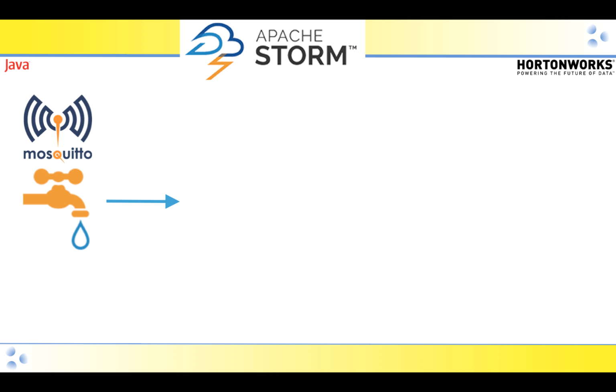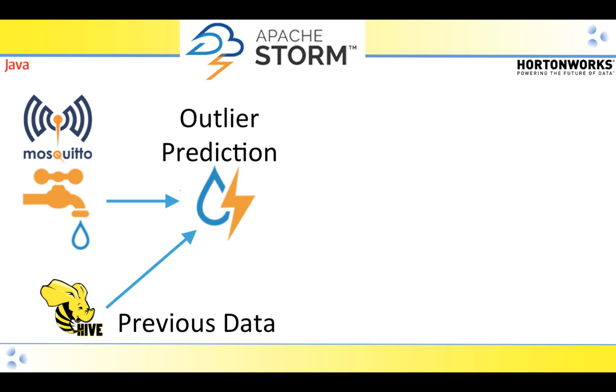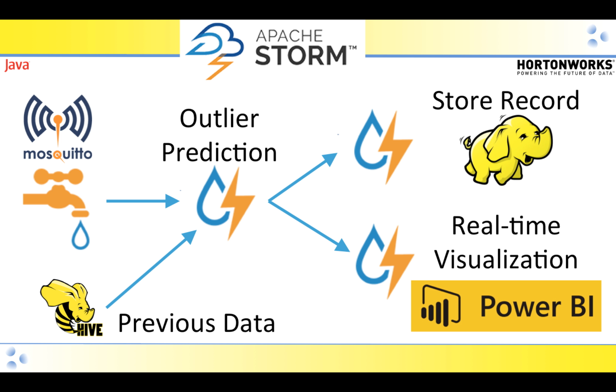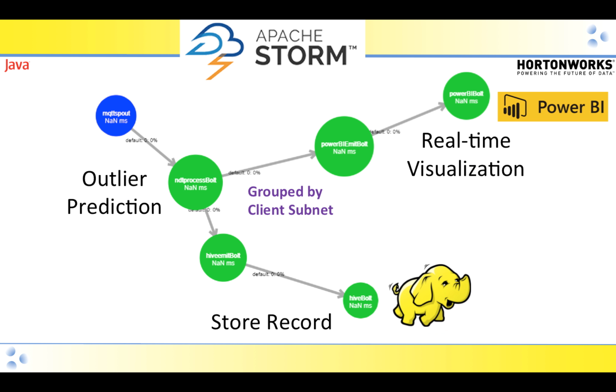The Apache Storm topology looks like this. We pull in data from the MQTT channel, and that is the spout for this topology. Our first bolt in the topology is our outlier prediction. We draw in data from Hive, from the HDFS, so that we can see what the previous data for a particular client were, and then we can make predictions as to whether or not it was an outlier. We'll store the record back into the Hadoop system so that we can use it for future predictions, and then we'll use a real-time visualization. We'll stream the data to a Power BI dashboard. In this case, we're using Microsoft's Power BI as a straightforward visualization of the outlier data.